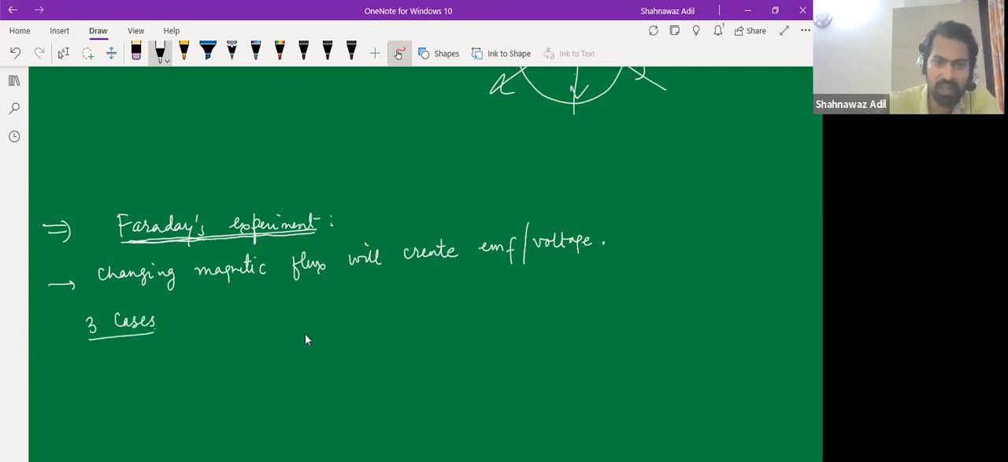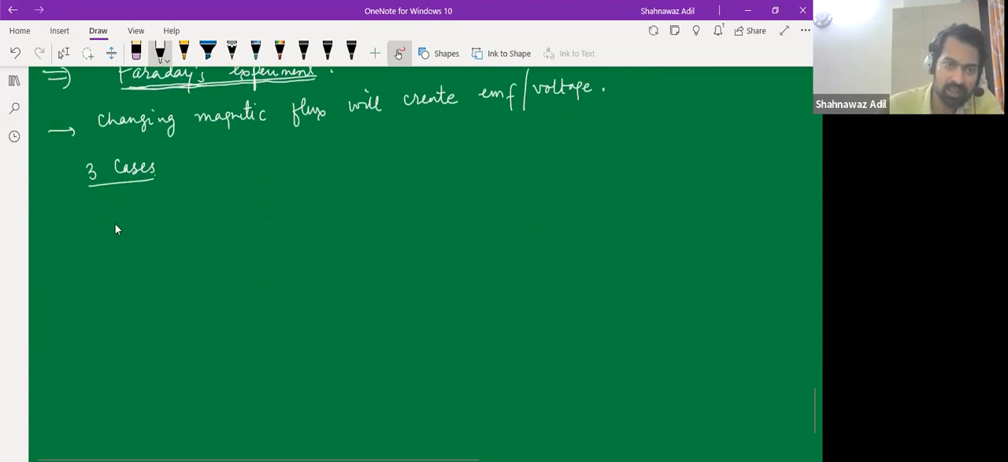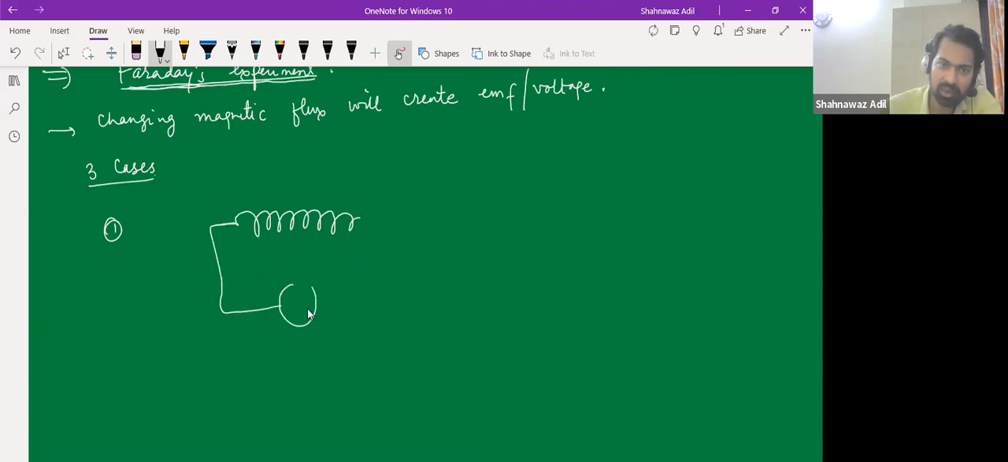So the first case is that we have this coil, and we have connected this coil to some galvanometer, right? So this is some galvanometer, and we have connected this circuit. So will you get any deflection through this circuit? You have a coil, and you just connected this coil with some galvanometer. So will you get any deflection, guys?